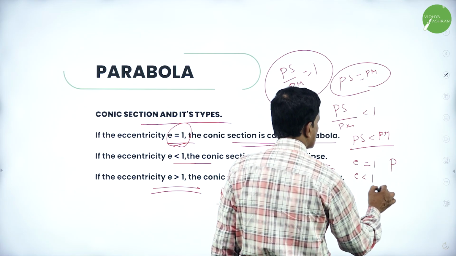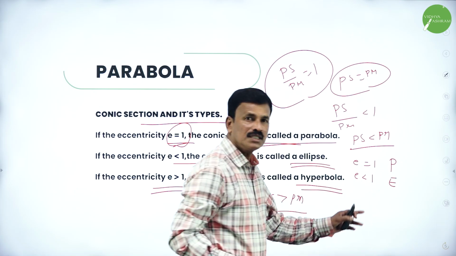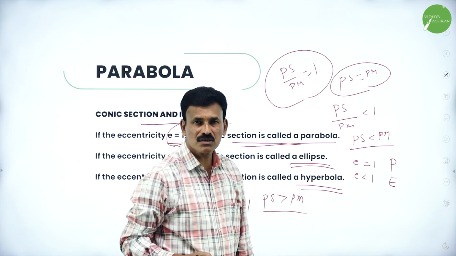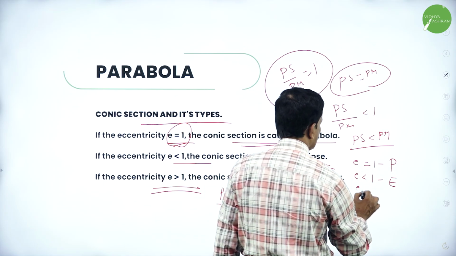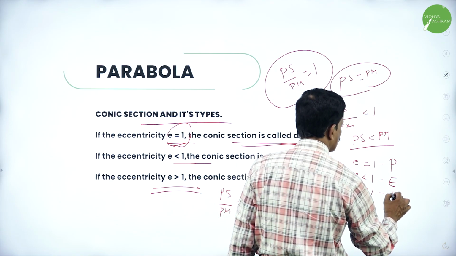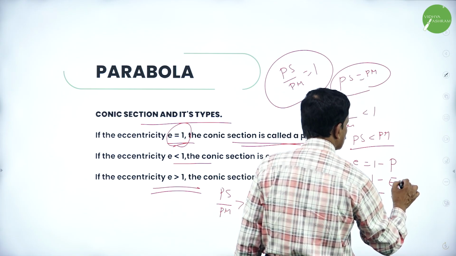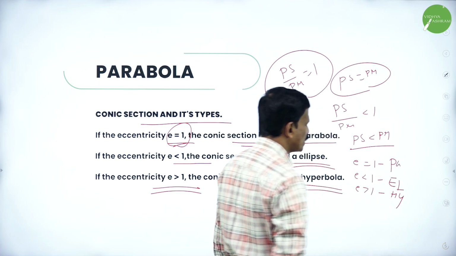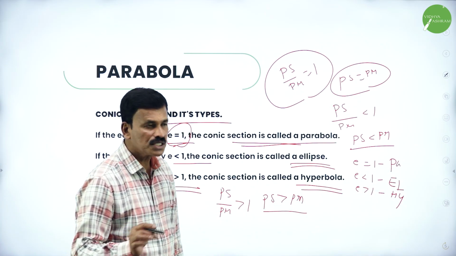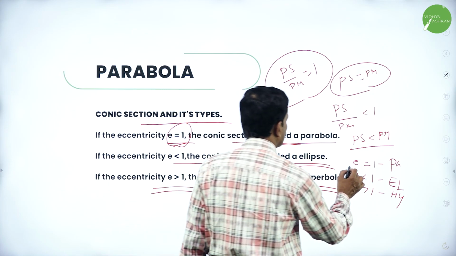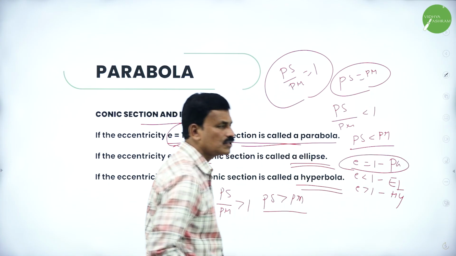If eccentricity is less than 1, it is called an ellipse. If eccentricity is equal to 1, it is called a parabola. If eccentricity is greater than 1, it is called a hyperbola. So parabola, ellipse and hyperbola are the conics. We are going to discuss only the parabola, whose eccentricity is always equal to 1.